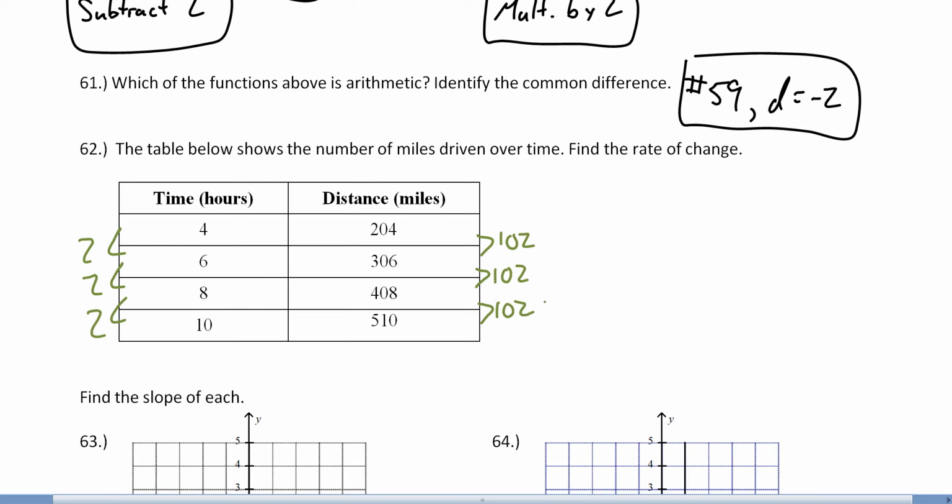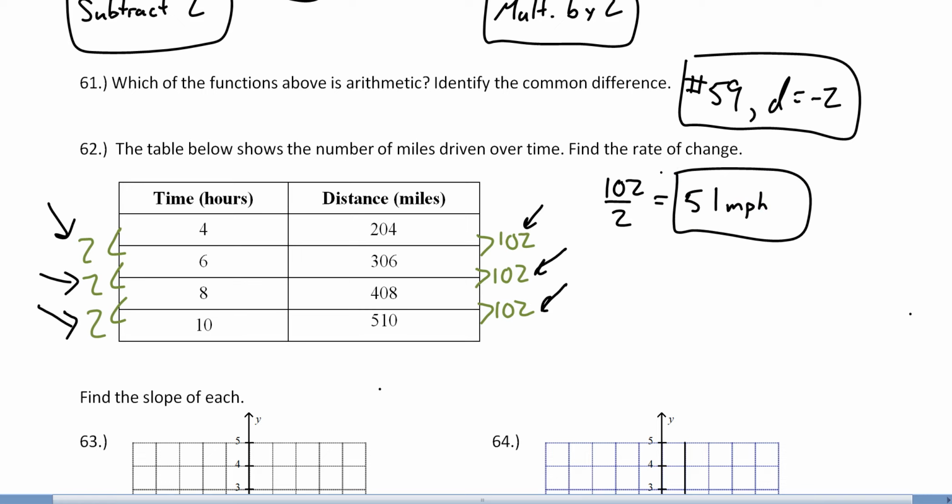So then the rate of change, I would take the change in y over the change in x. And so when you look at each of these, I get 102 over 2 for each of them. Here 102 over 2, and then the next one will be 102 over 2. And so I know this is linear because the rate of change is constant. It's 102 over 2, which is 51. Okay? So the rate of change is 51, and that's miles per hour because I'm doing the distance divided by the hours, the miles divided by hours.